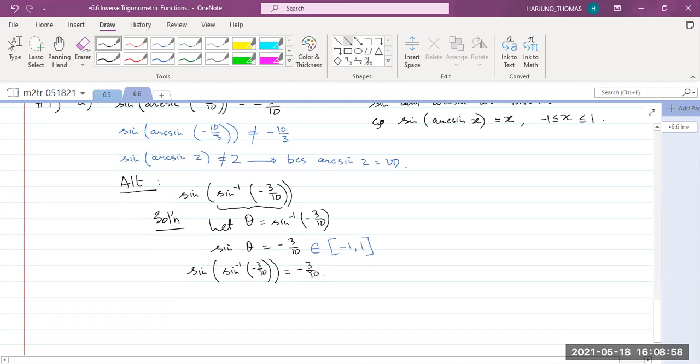How do you get that? You substitute the theta. The theta equals sine inverse of negative 3/10.